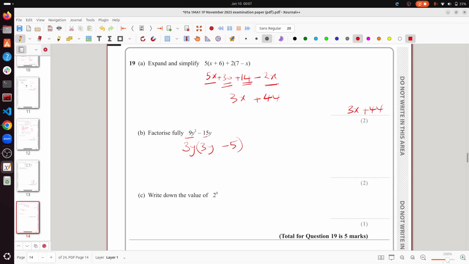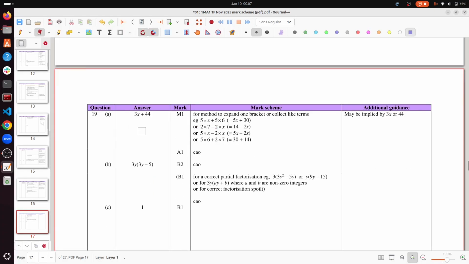Write down the value of 2 to the power of 0. Anything to the power of 0 will always give you 1. It does not matter if it's a million. If it's a million to the power of 0, that gives you 1. Whatever raised to the power of 0, that gives you 1. So let's just check our answer quickly. So we have the 3x plus 44, that's correct, and 3y bracket 3y minus y.